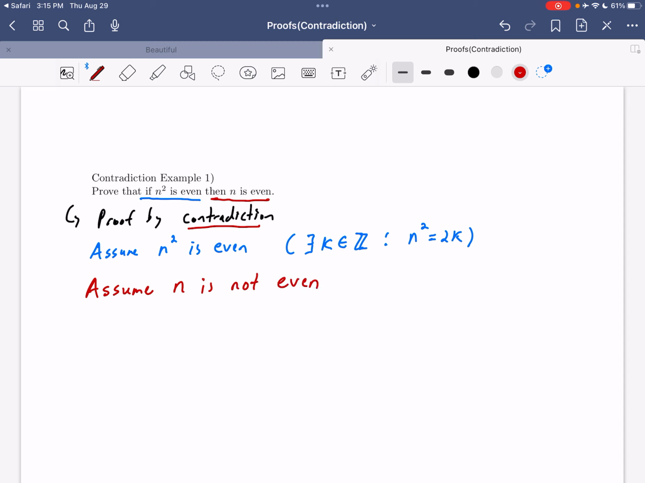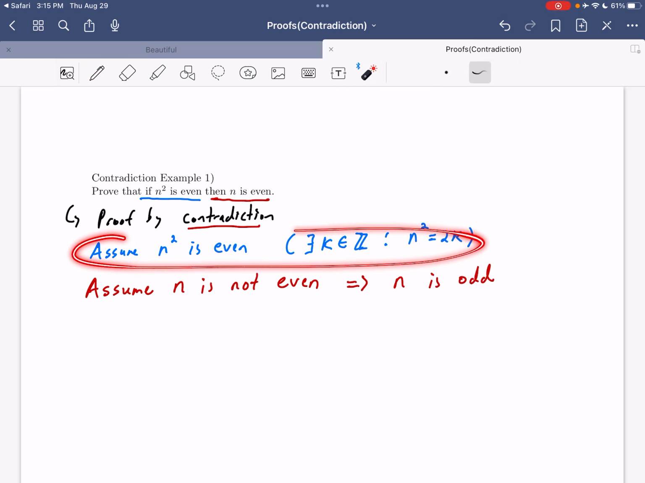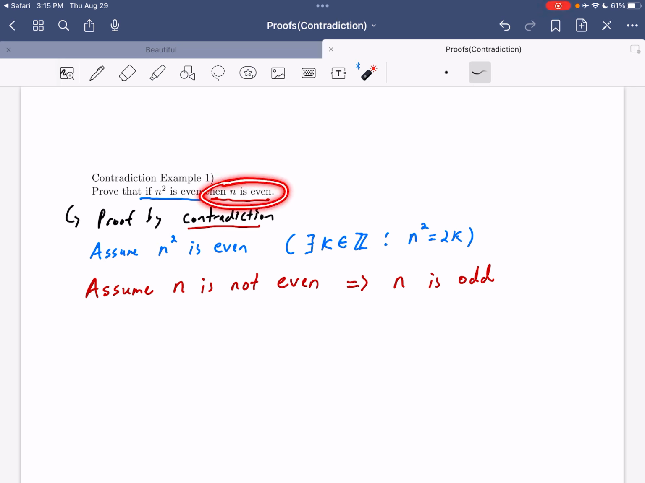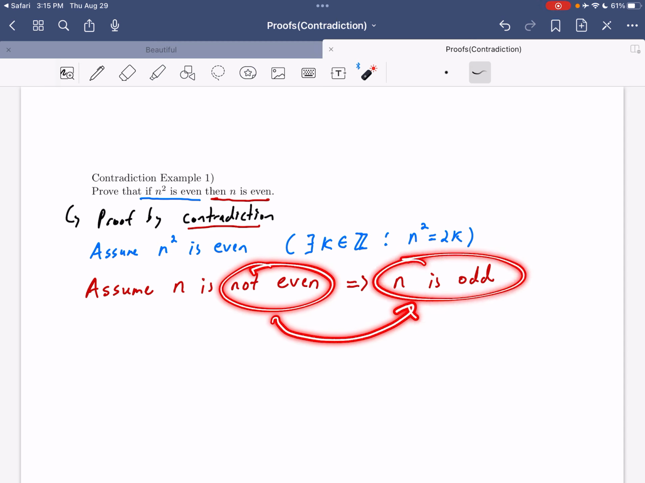And notice that here, that's the negation, right? The negation is not even. But luckily, this is an easy thing to negate because not even has a nicer meaning. This directly implies that n is odd. Okay, so we've taken our original assumption, n squared is even. And then we've started the proof by contradiction by assuming the negation of what we're trying to show. We're trying to show n is even. We're going to assume that it's not even. Lucky for us, not even has a nicer name. It means n is odd.